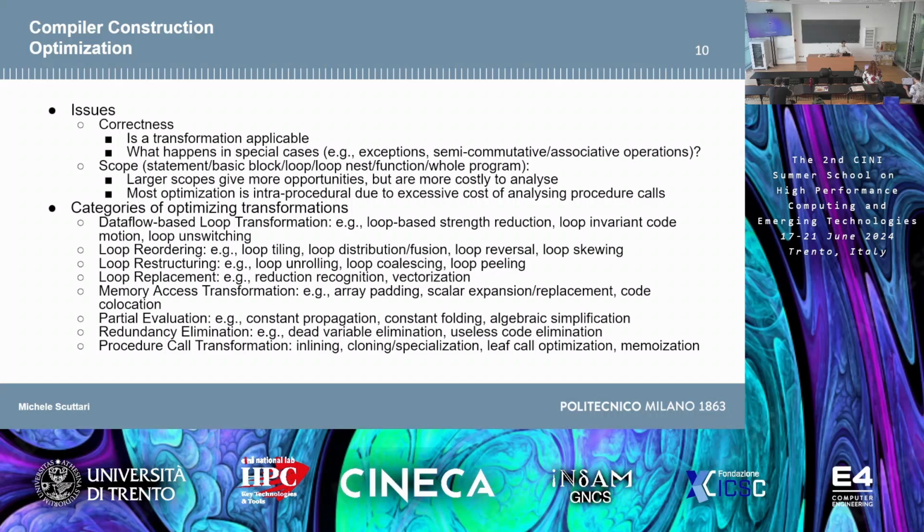One easily understood transformation of this class is loop tiling. Loop tiling is a transformation that performs automatically block matrix multiplication. So it takes an operation on matrices that is typically performed working on cells in this order, and instead performs it in this other order.